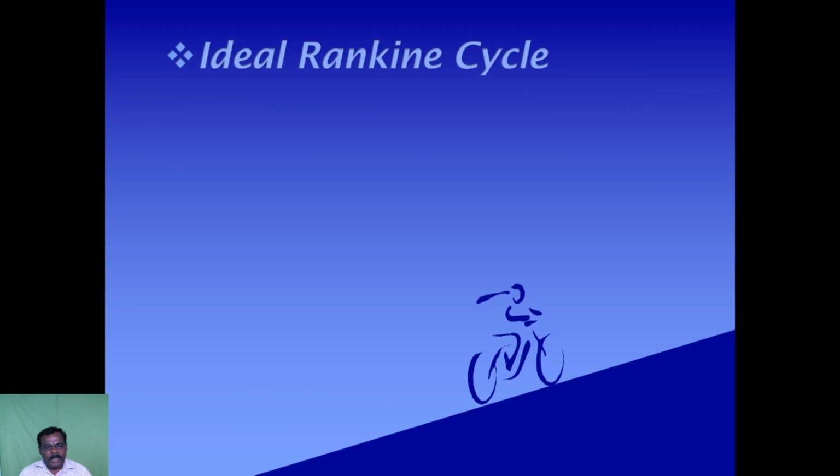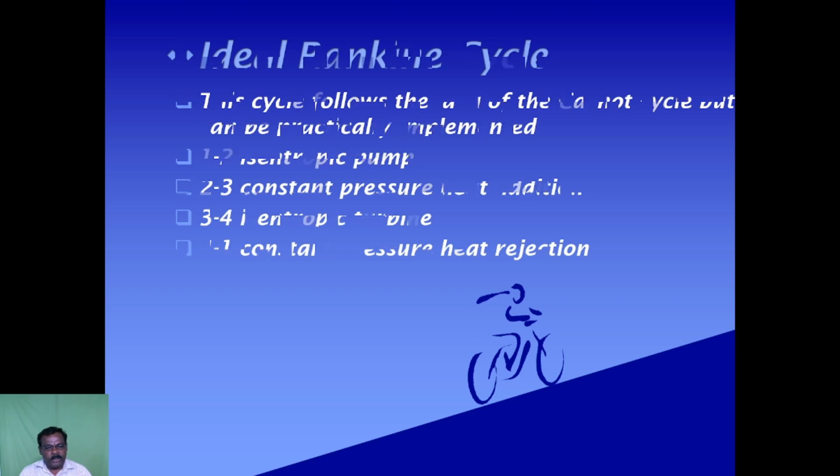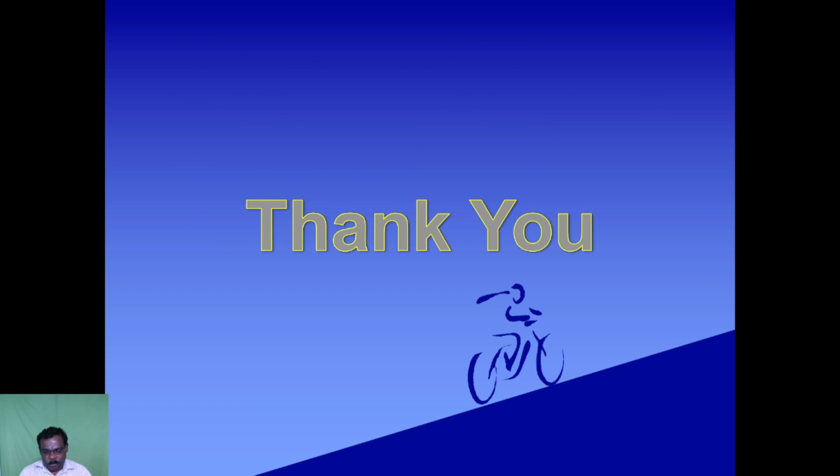Then the ideal Rankine cycle: process 1-2 is an isentropic pump, 2-3 is constant pressure heat supply, then 3-4 is the isentropic turbine and work done. So that's all about the Rankine cycle.